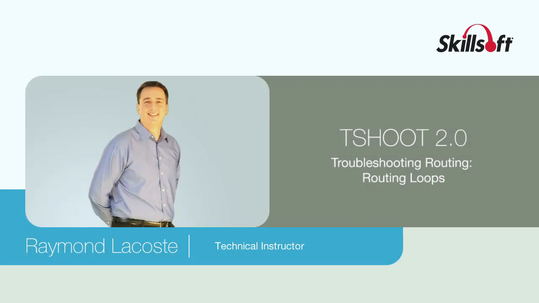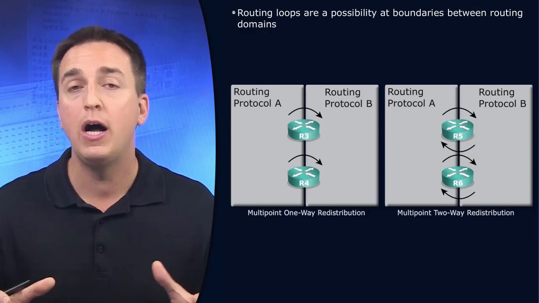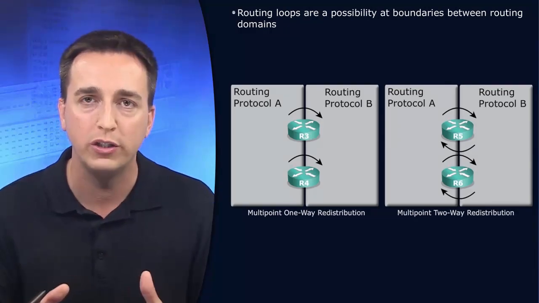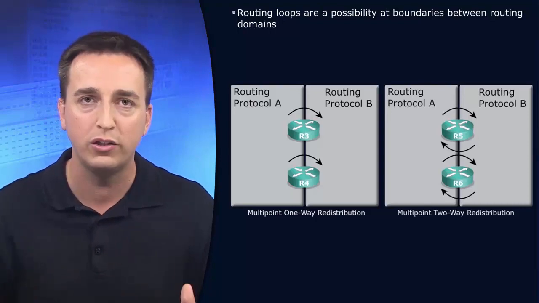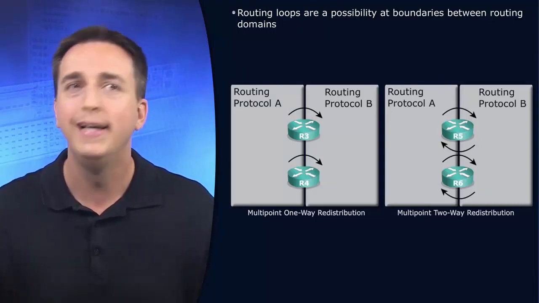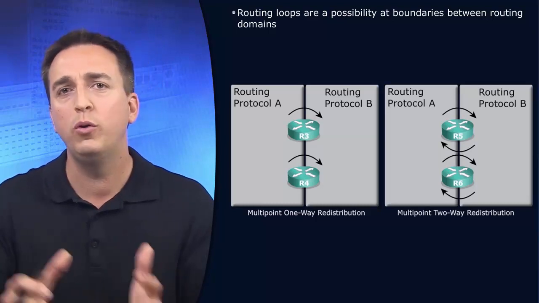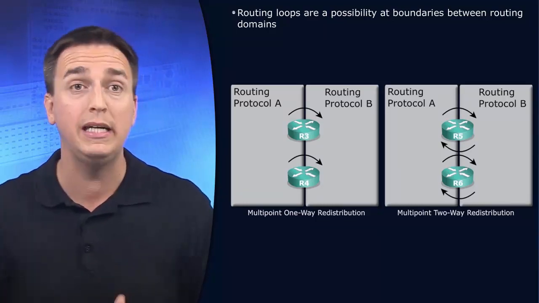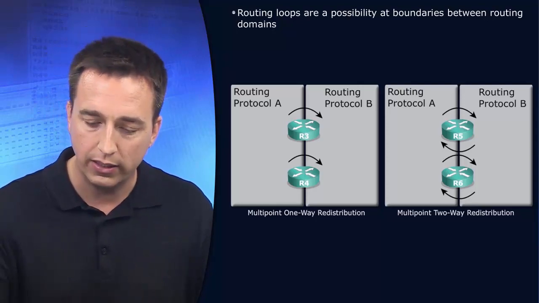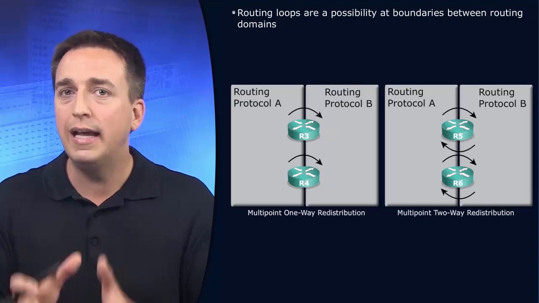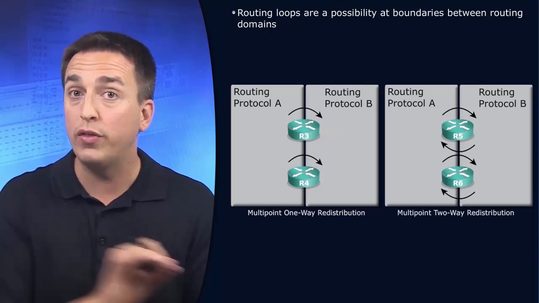When you are performing redistribution, it is very possible that you will experience a routing loop. Now, if you just have a single point of redistribution, so one router performing redistribution between two different routing protocols, the likelihood of a routing loop is next to none. However, when you have multiple points of redistribution, as we see here with R5 and R6 in our topology, then it is very, very likely that we could end up with a routing loop.